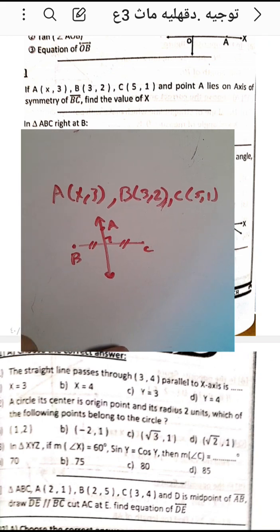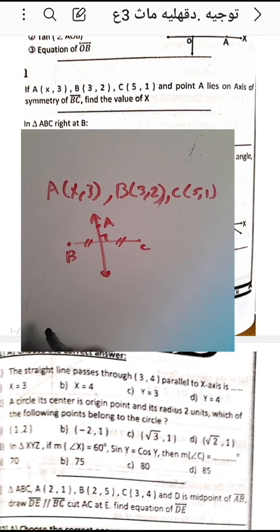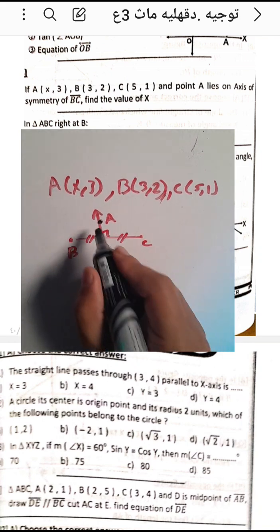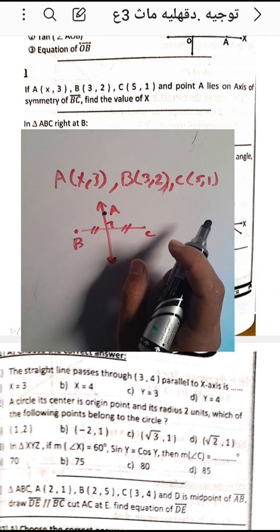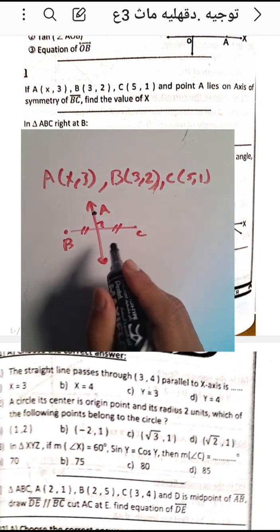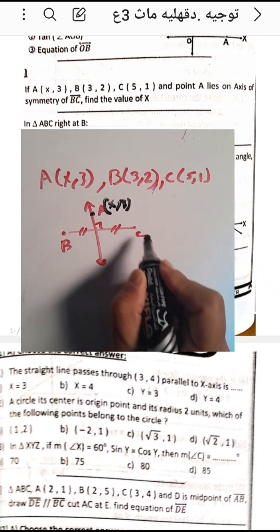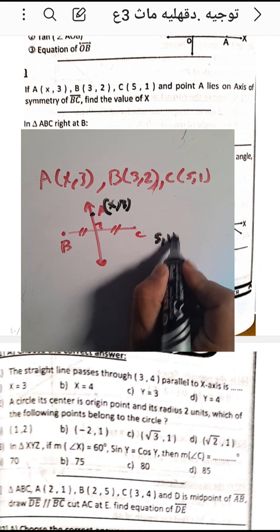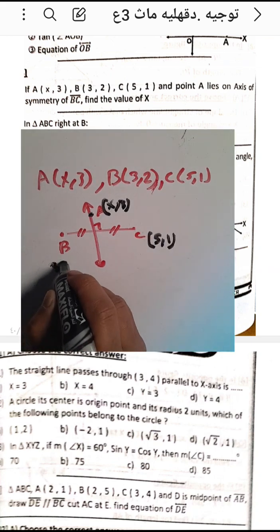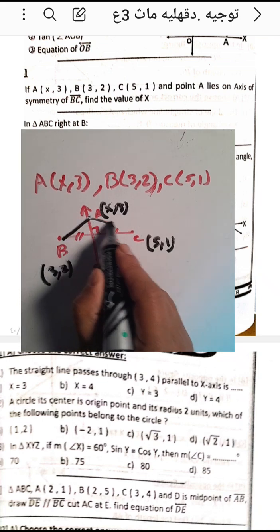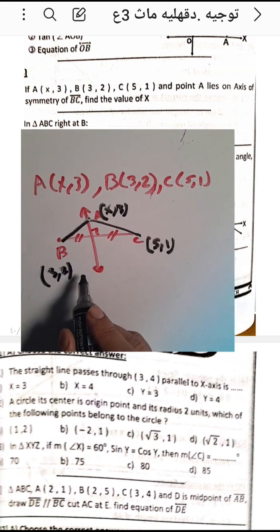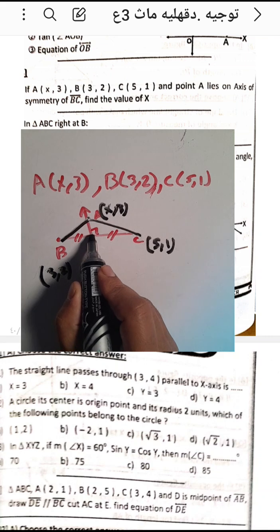You want to find the value of x. To find the value of x, first you can put A (x, 3), C (5, 1) and B (3, 2). And we will have an isosceles triangle. First step, you can find this point. I will call it M.